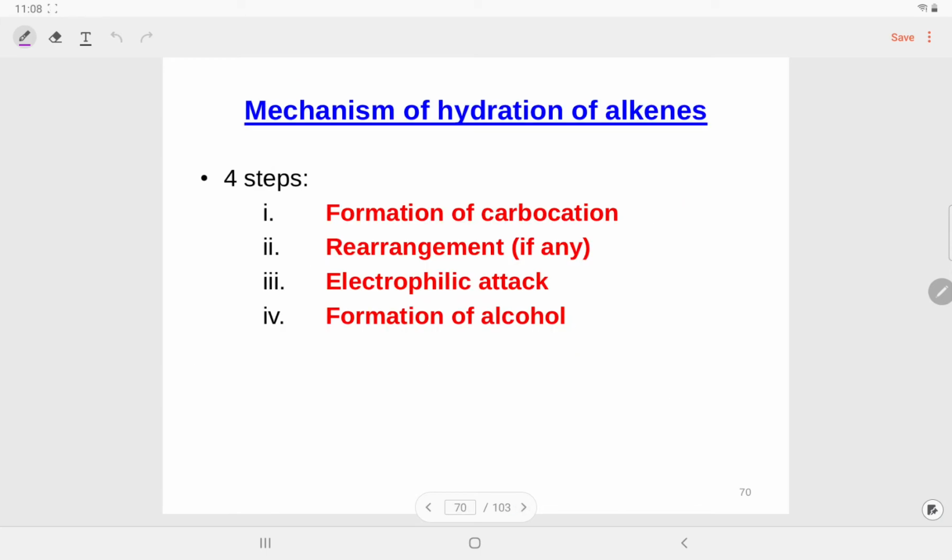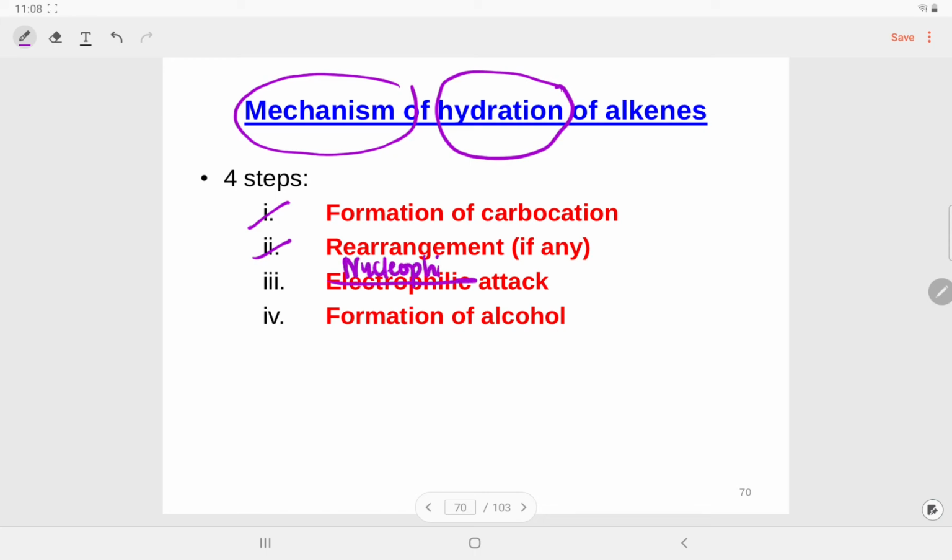Okay, for your information, hydration of alkenes also has a mechanism. So which one is the mechanism? We have 4 steps: formation of carbocation, rearrangement, a similar step, nucleophilic attack, and for the last part, formation of alcohol. The video for the mechanism you can study in the next video.